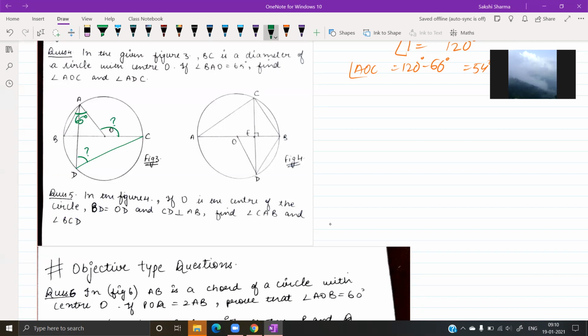Again, start with the triangle in which you have an interior angle. Start with triangle OAB. What can you say about this triangle? It is an isosceles triangle. OA and OB are equal, being radii, so the angles opposite to equal sides will be equal.